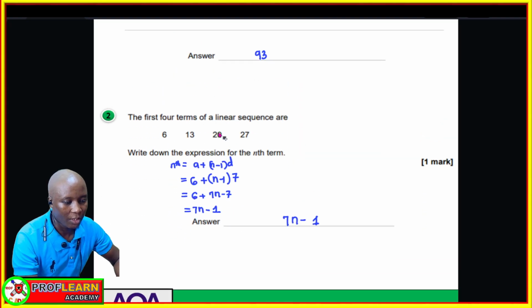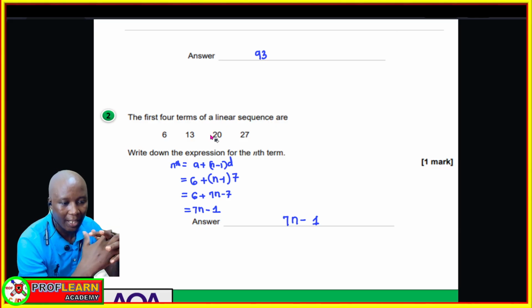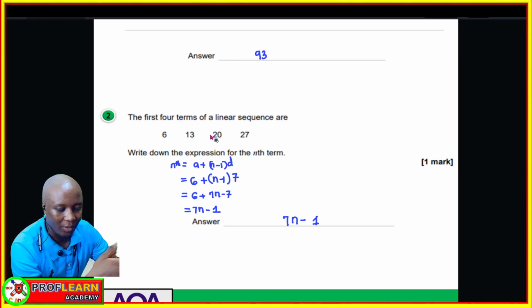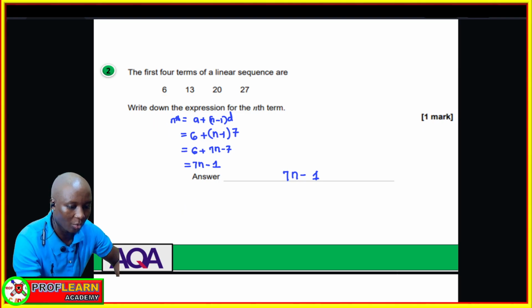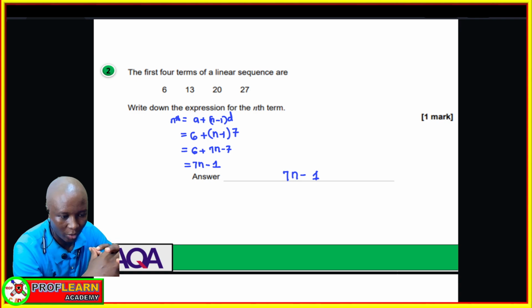You can also be given a question to do with sequences, whereby you are expected to come up with the expression for the nth term. Also, maybe you can be given a sequence with an nth term formula, then you are supposed to come up with the value of a given term. So I believe you're ready to do such kind of questions.